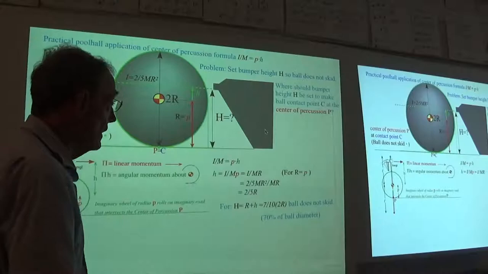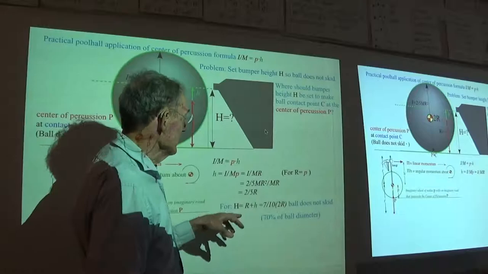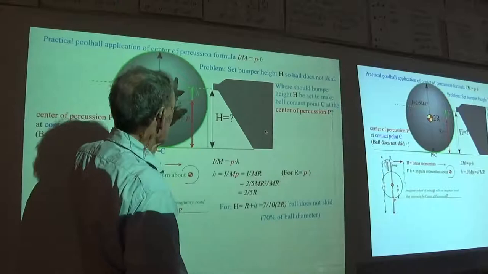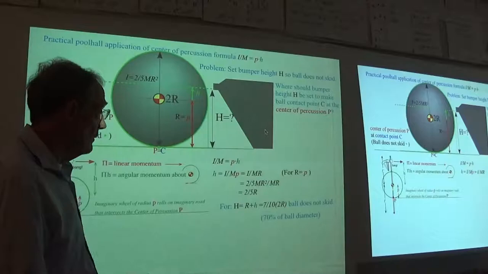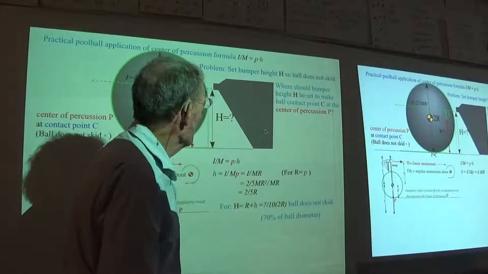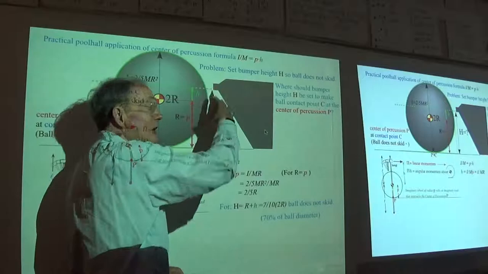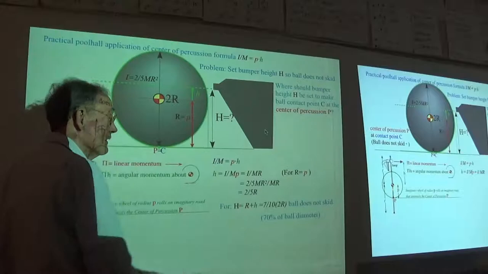In any case, the answer for the radius, this radius plus some extra height here, that's the hitting height that we talked about for the stick. That figures into it, so that R plus H comes out to 70%. So you can go down to the pool hall now and check to see if this height of the cushion is 70% of the diameter of the ball.